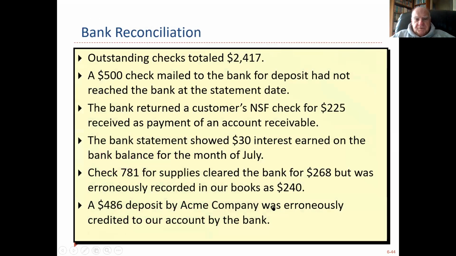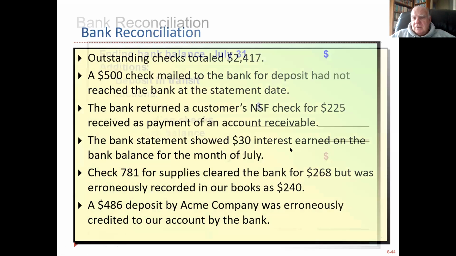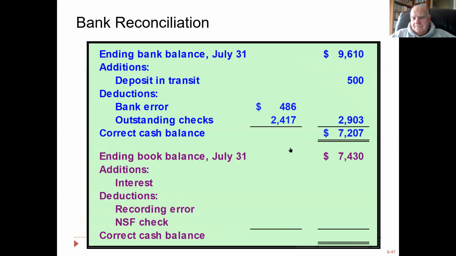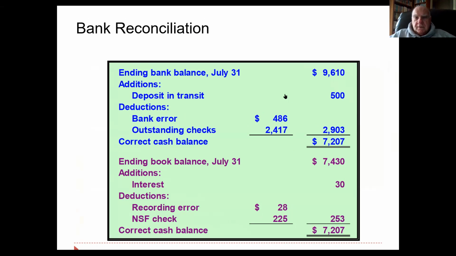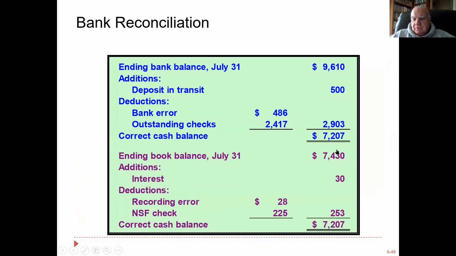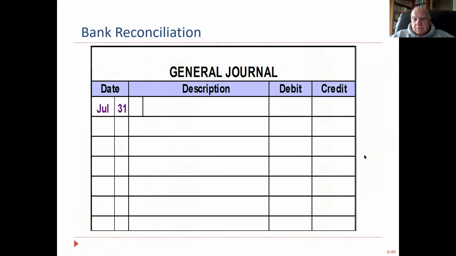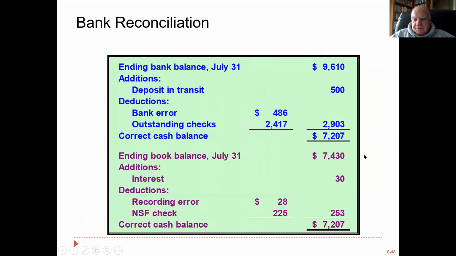We'll go back up here one more time. Now, these last three items here are the things we picked up from the bank statement. These have to go on the book side. Bounced check 225, 30 in interest, and that silly 268, 240 controversy. So let's take a look. Our beginning balance was 7430. Forgive me, guys.